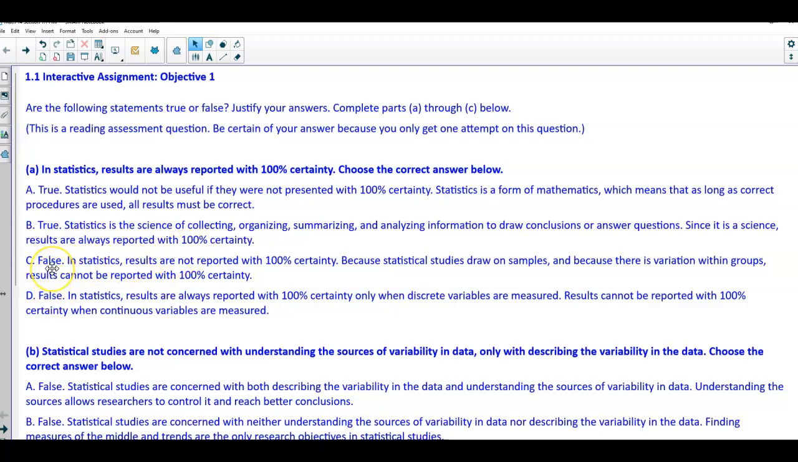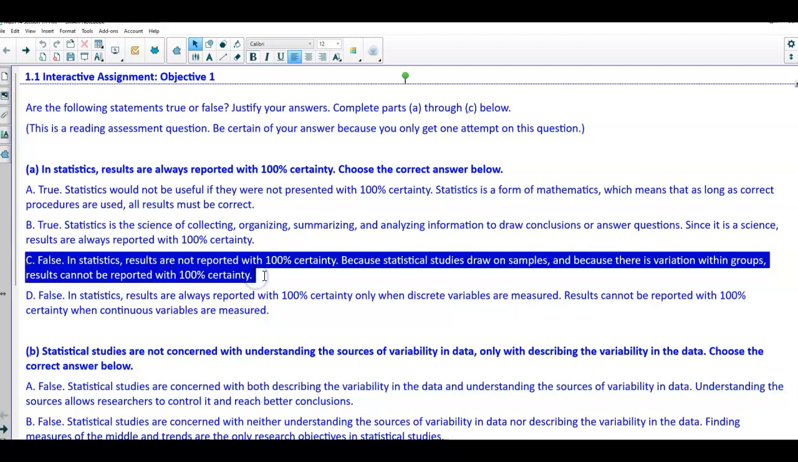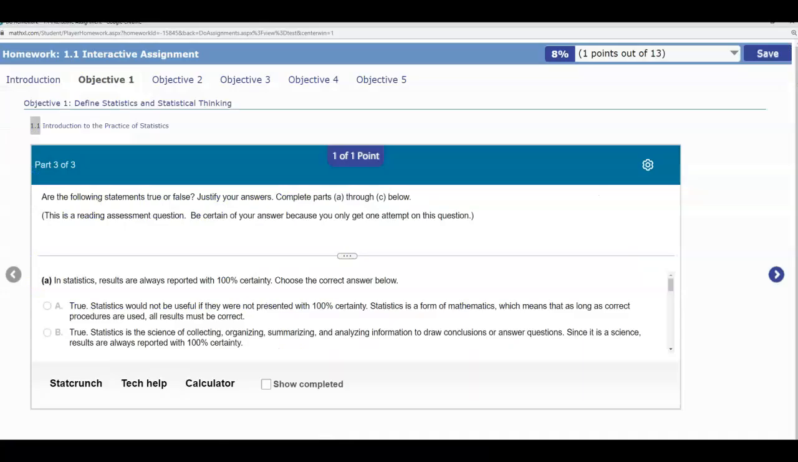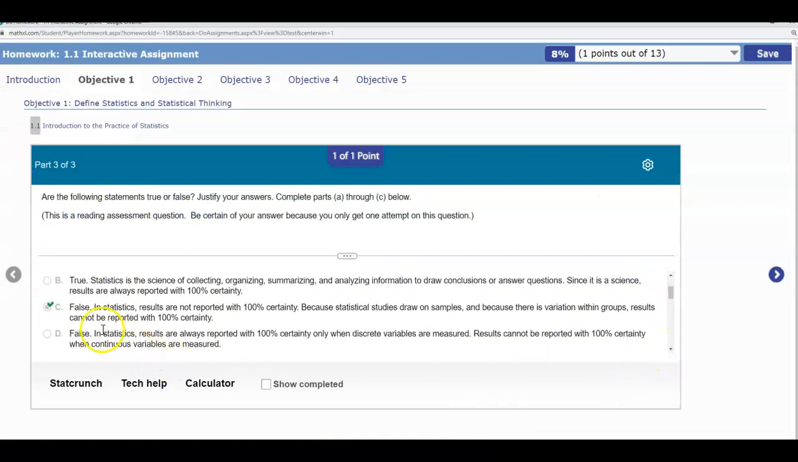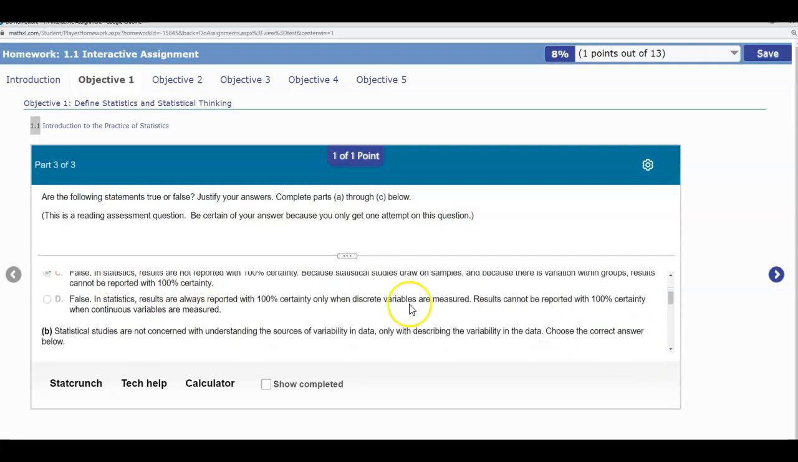Now, C and D. C says false. In statistics, results are not reported with 100% certainty because statistical studies draw on samples and because there is variation within groups, results cannot be reported with 100% certainty. And the other one says false, in statistics, results are always reported with 100%. Well, that's not true. So the answer is going to have to be C. Let's go ahead and take a look at that question. We scroll down here, and there is your answer for C. So you really need to make sure that you're paying attention to the wording of the question and how it's being presented to you. The next question is part B.